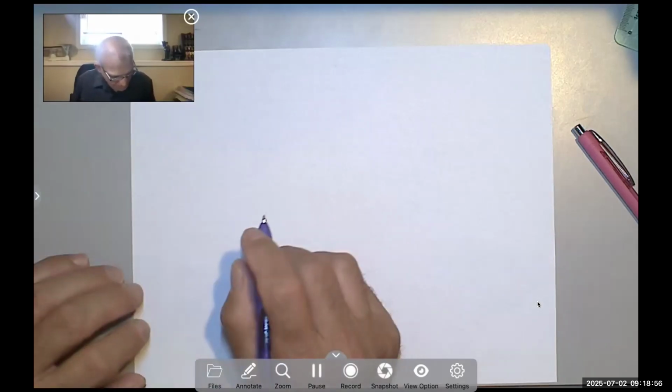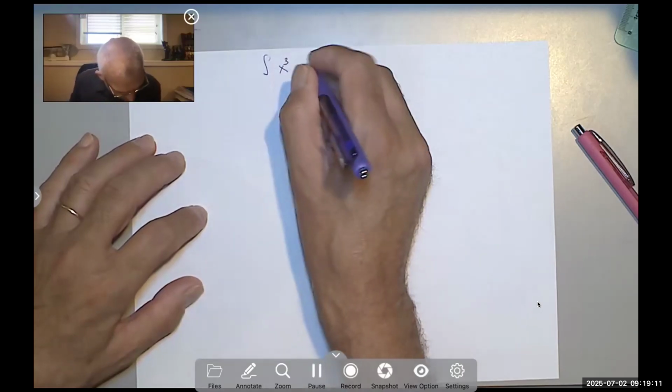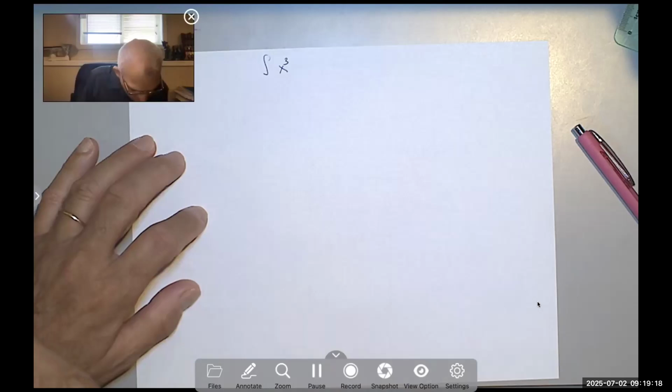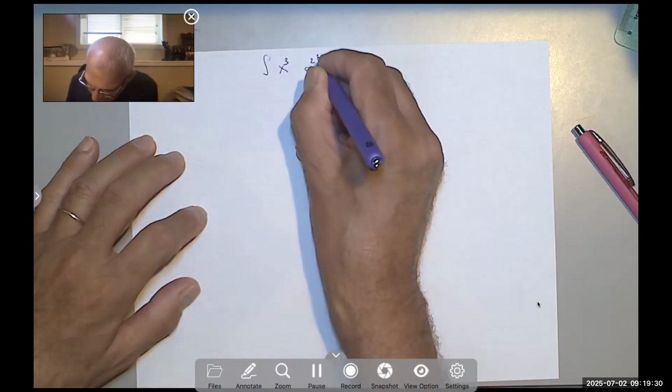Let me see if maybe this page has a lot of examples. So I'm going to pick one of them. Okay, so this one says integrate x³. Is it? Oh, it's x. I picked the wrong one or what? No, it wasn't x. Yeah, x³ times e to the power of 2x dx.